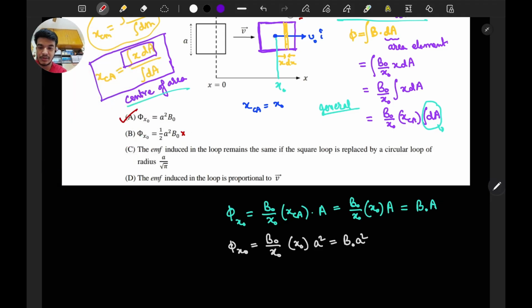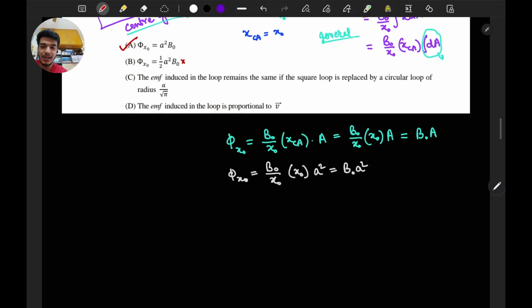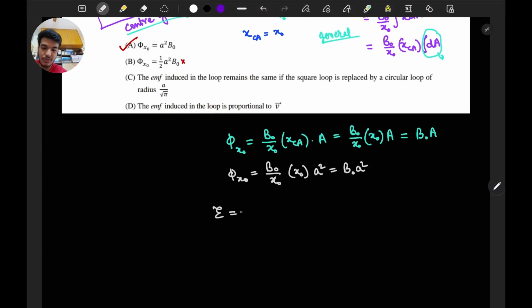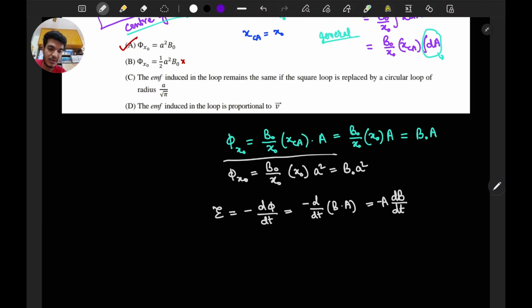Sorry, this is wrong. And now EMF. What is EMF? EMF induced is minus d phi by dt, right? So if I have to do that, I have a general expression for flux, and this is minus d/dt of B dot A. Now area is not changing with time, so what I can do is minus A dB/dt, right?